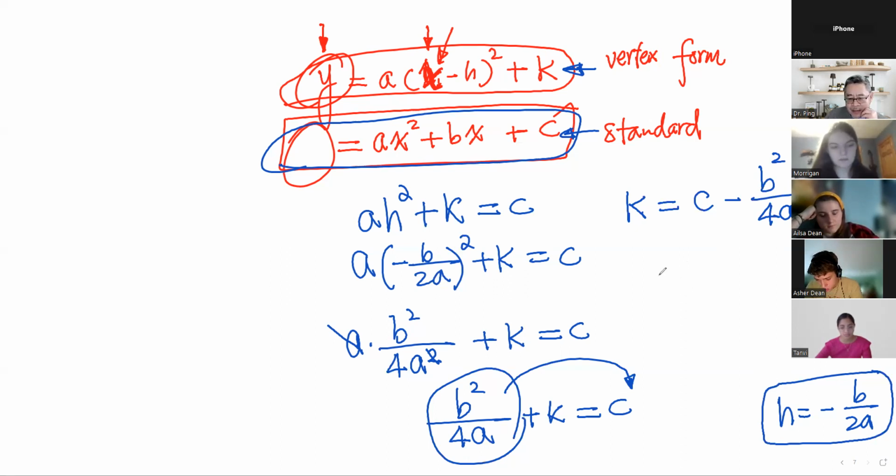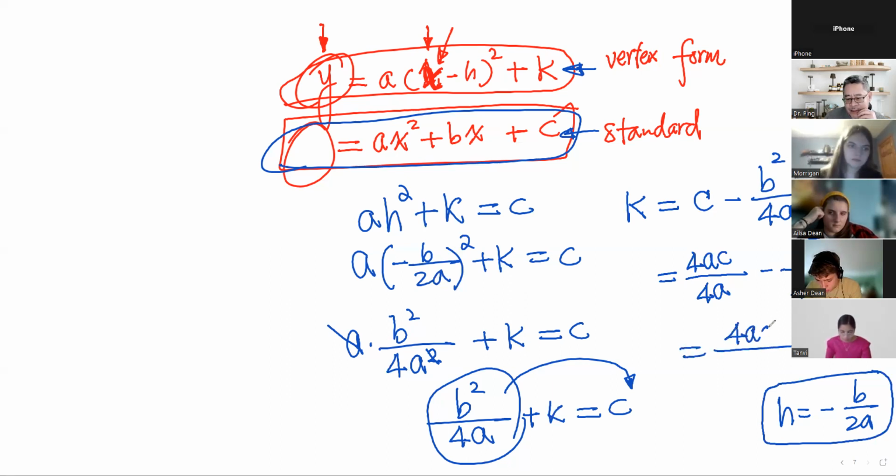Yep. Okay, once we have that, we want to put them together. That means I have to have the same denominator, so I can change c as 4ac over 4a, right? 4a and 4a cancel, we got c. The reason we put it down there is so we can put those two together with b squared over 4a. So therefore, what we got here is 4ac minus b squared over 4a. So now that's our k. Good?